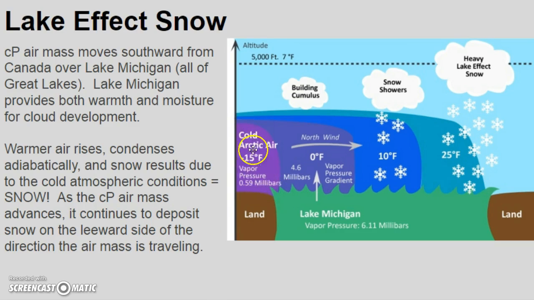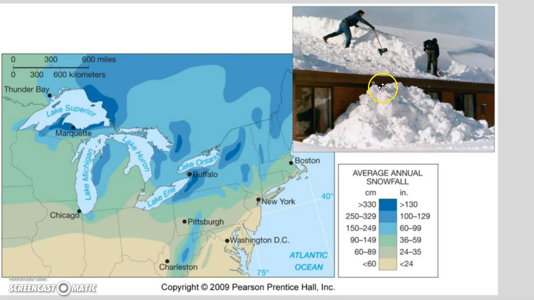So if I have land here, it's cold air, it's going to be picking up the water vapor from over Lake Michigan. Notice that as the clouds build, by the time it reaches land, it's going to be able to have very heavy lake effect snows. The lake itself is providing both the warmth and the moisture. So two factors together: cold, dry air moves over the lake, the lake provides the conditions that have that air mass acquire these snow conditions, and then it snows on the leeward side.